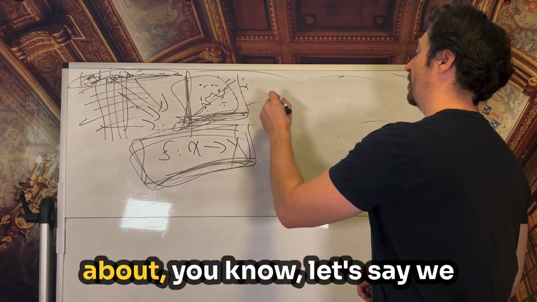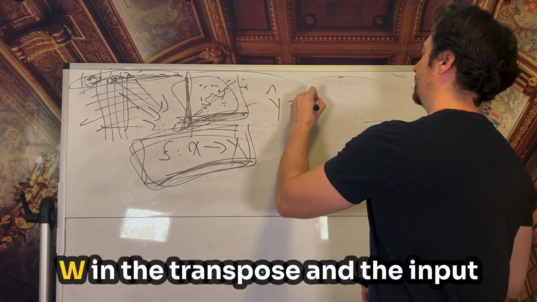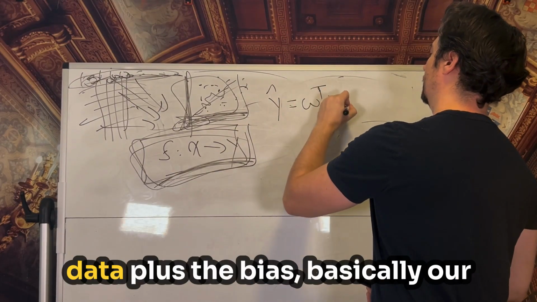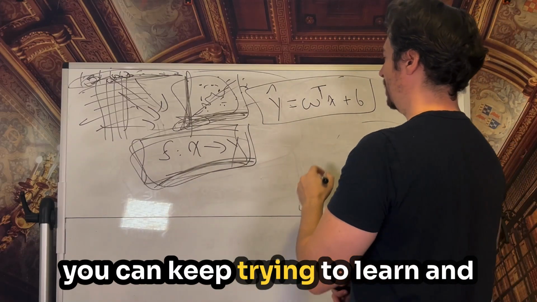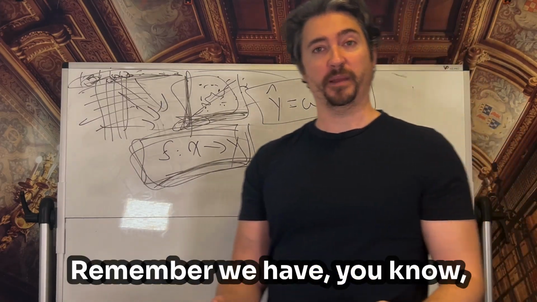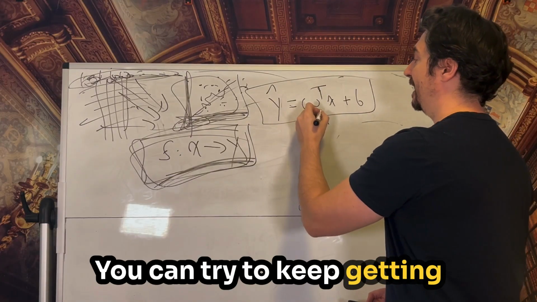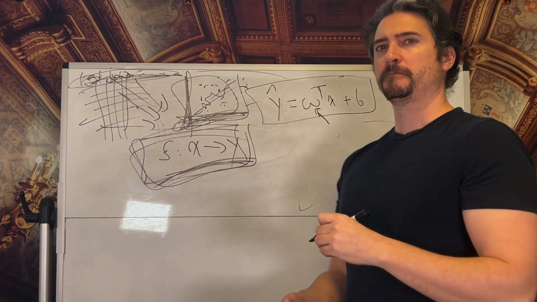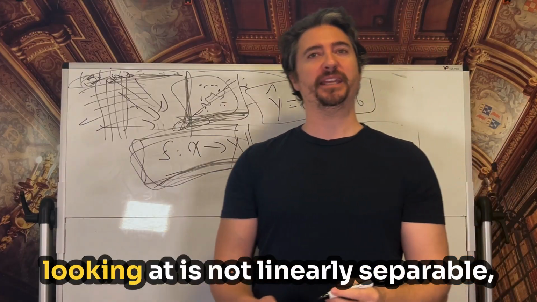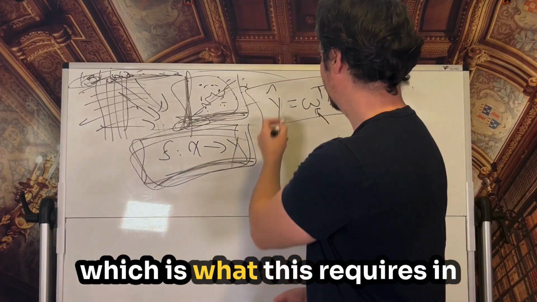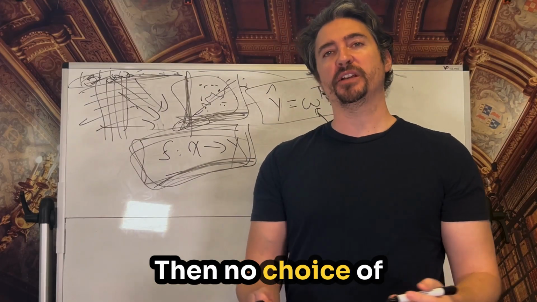Remember when we wrote it as y hat equals W transpose x plus the bias, basically our linear model, and you can keep trying to learn, and there is learning here, right? Remember, you have the step size, you can do gradients on this, you can try to keep getting better and better weights. But if the true structure of reality, or whatever phenomenon we're looking at, is not linearly separable in the given coordinates, then no choice of W is going to help.